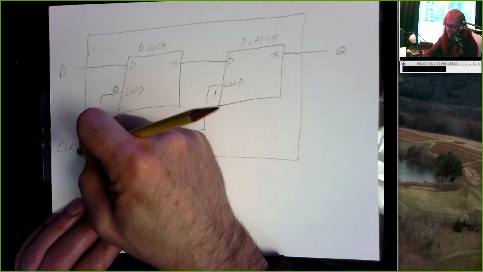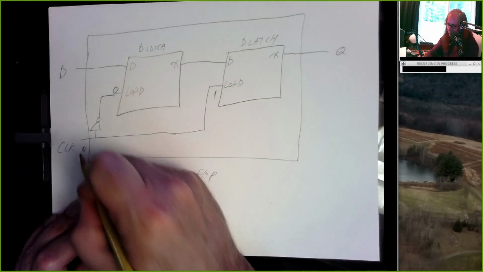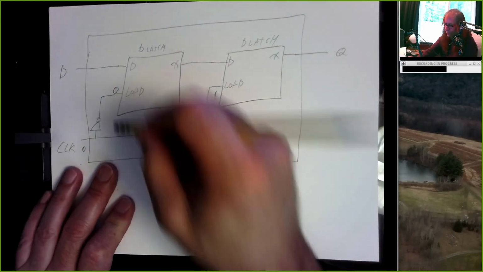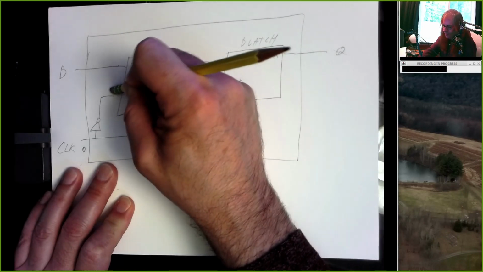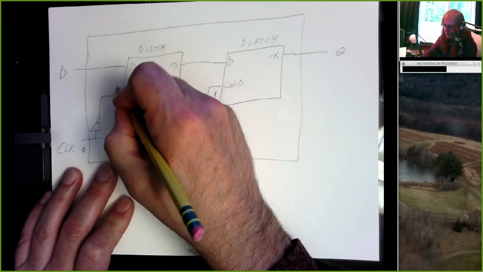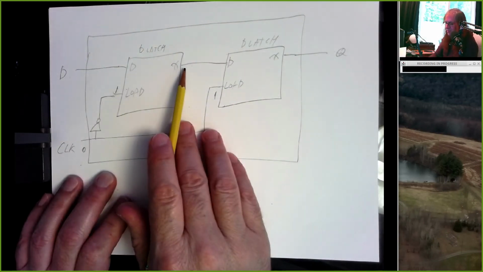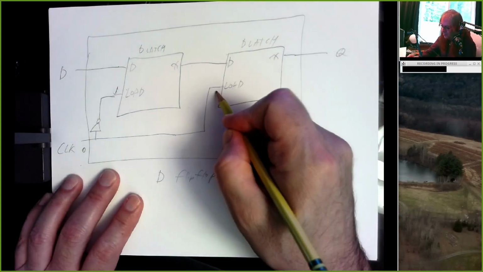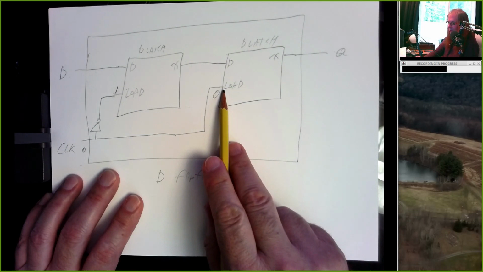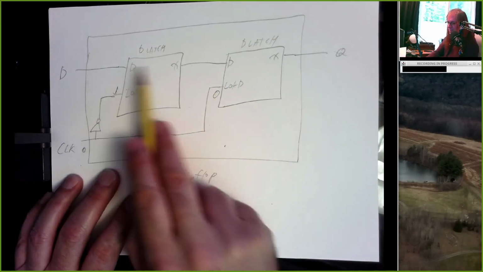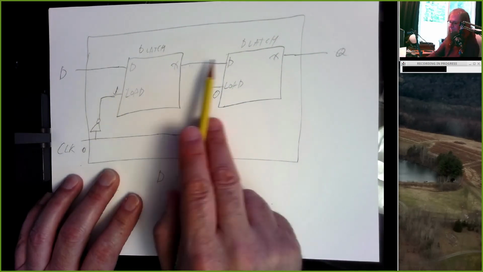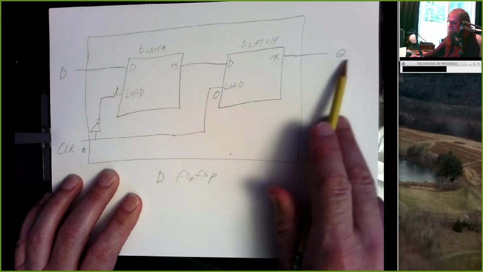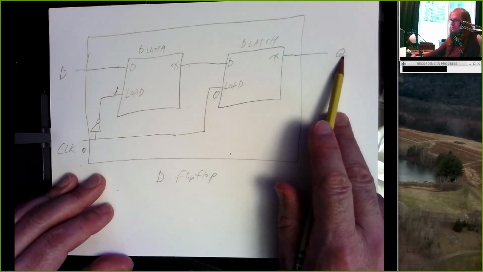And now when the clock goes back to a 0, well, this will become a 1, so the D inputs will start changing the X output again, but this load line goes low. Those D input changes that come out of this first latch's output are ignored by the second latch, and our output Q is still stable.